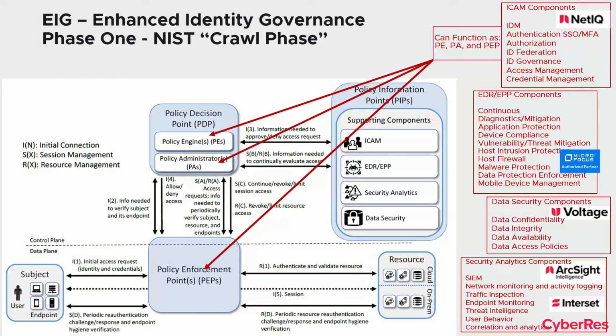And then behind the scenes are all the policy information points, right? How do we know what identities we should be handling? How do we know people are who they say they are? How do we handle APIs and privilege access management? How do we ensure that our endpoints are secure? Do we have the right kind of analytics against that? And do we have the right kind of data security?